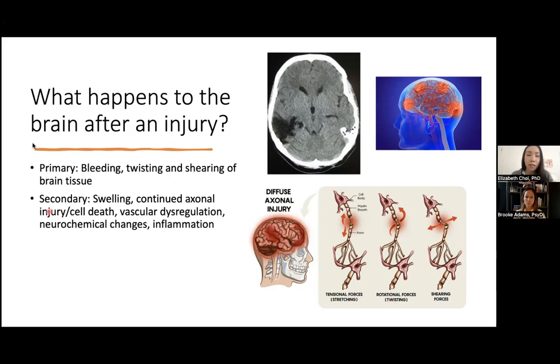And for secondary level damages that could happen after a while, that could include inflammation and tissue loss, as seen in this CT scan here. There could be continuous neuron injury, cell death, and there could also be changes to our blood vessel network, which might affect the pressure inside the brain. And so swelling might also happen alongside other neurochemical changes.